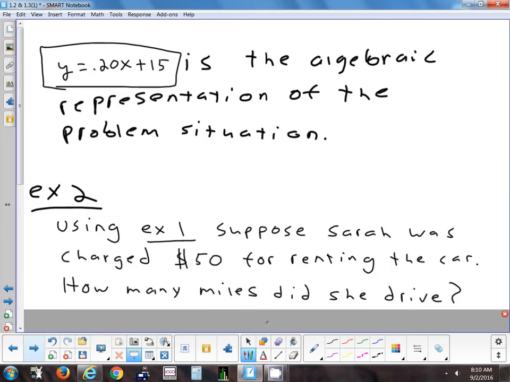All right, so example 2, based on the equation we just came up with in example 1. It says, suppose Sarah was charged $50 for renting the car. How many miles did she drive? Okay, what's a little different about this one?